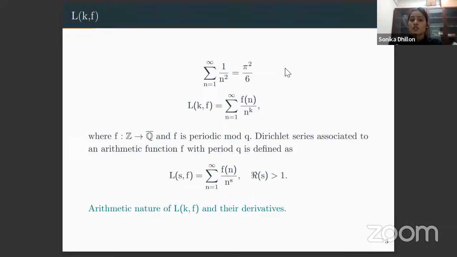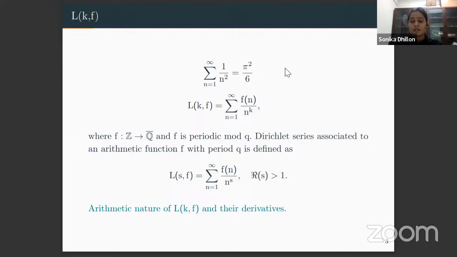So now instead of 2, suppose we have any k, so in that case it is defined like Lk of f. If we are taking any periodic function, then what can we say about the arithmetic nature or the vanishing or non-vanishing of these particular series, if it converges? In fact, these types of series are extended to the complex plane also.